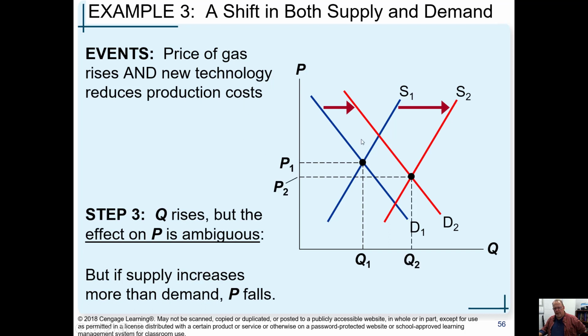In this case, they show the price of gasoline rises and new technology. Here they're showing a bigger supply shift than the demand shift. In that case, the price actually comes down and the quantity goes up. These are somewhat abstract. We don't have any numbers on these. So it's kind of subjective which one moves the greatest and which one moves the least.